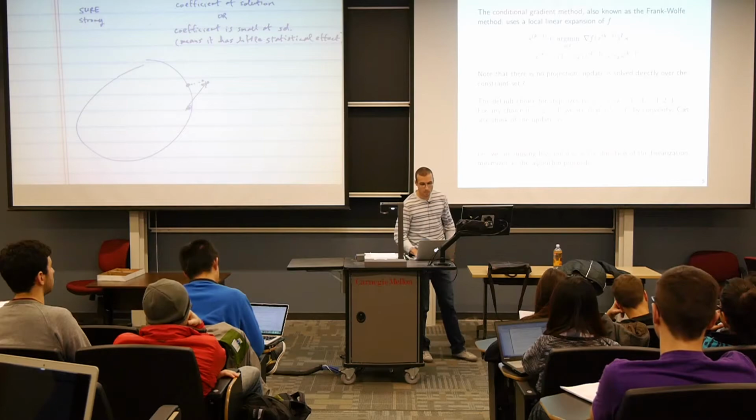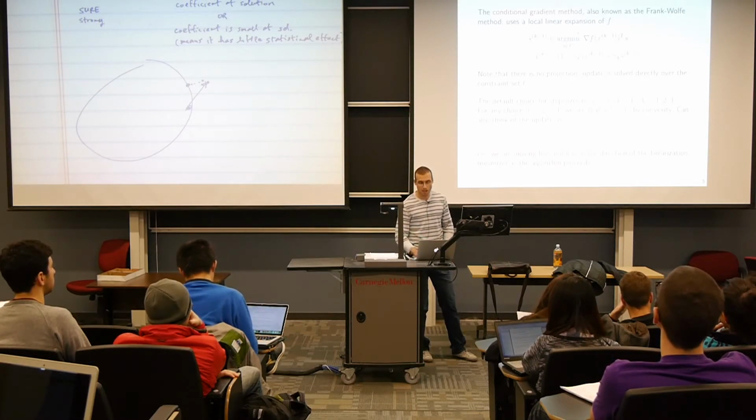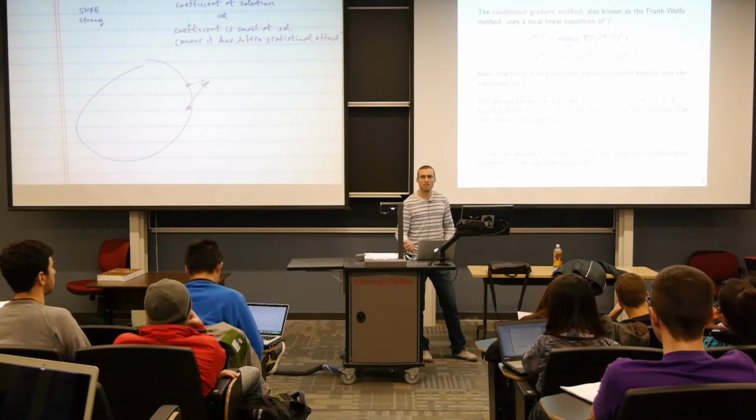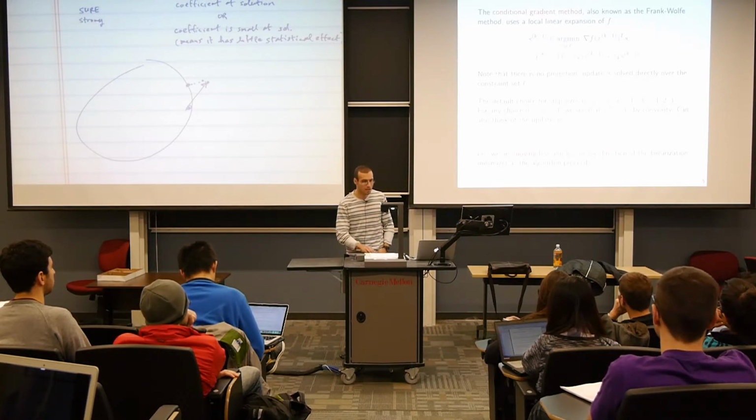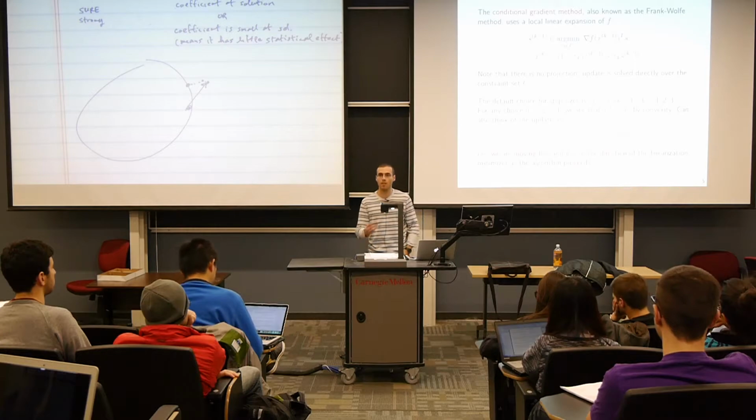So I'm not first trying to find the unconstrained minimizer and projecting onto C. I'm actually finding the constrained minimizer over C. I claim actually that's the only way to do it. Why would it not make sense to first try to minimize a linear approximation to my function and then project it onto C?